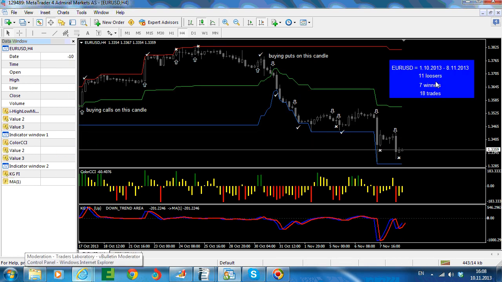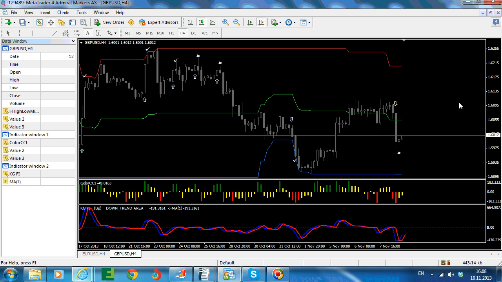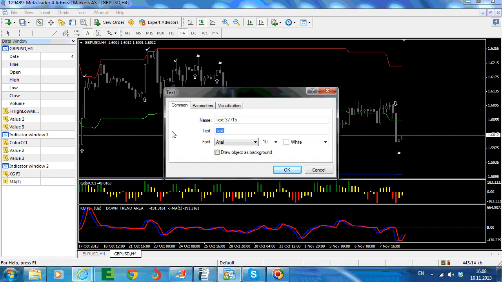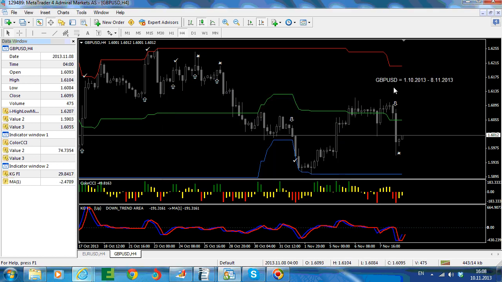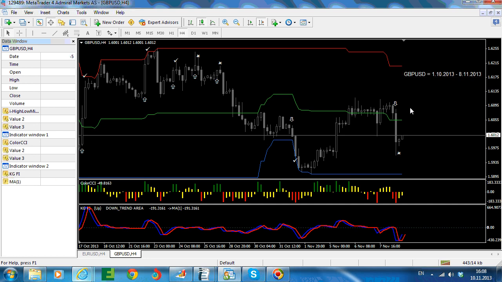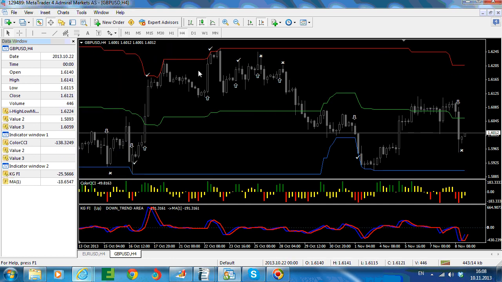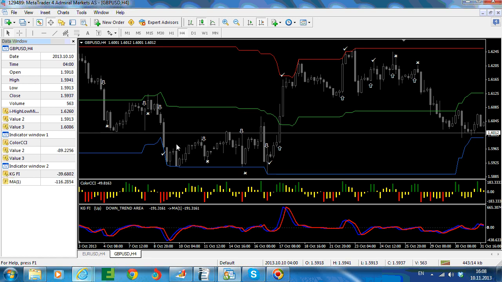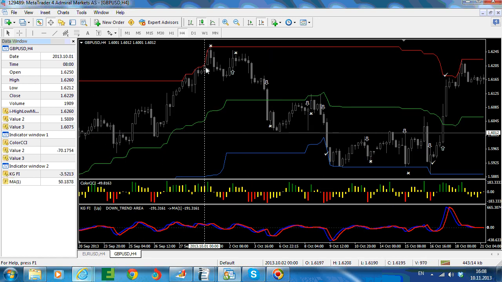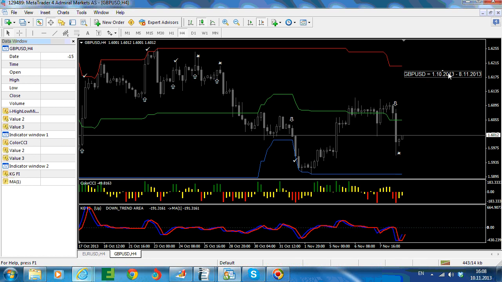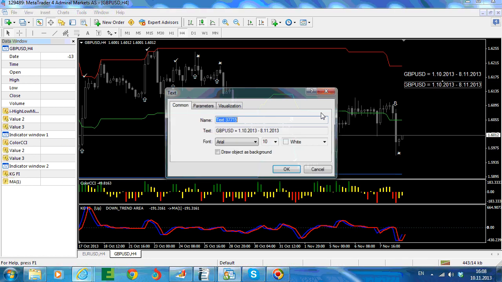So like we did on the euro dollar, we had euro dollar on this period of time, the 1st of October, 8th of November, going for cable, and just write it down there. Great Britain pound US dollar from the 1st of October 2013 until the 8th of November 2013, we had, let's count together, 1, 2, 3, 4, 5, 6, 7, 8, 9, 10, 11, 12, 13, 14, 15 trades. So the strategy generated 15 trades.